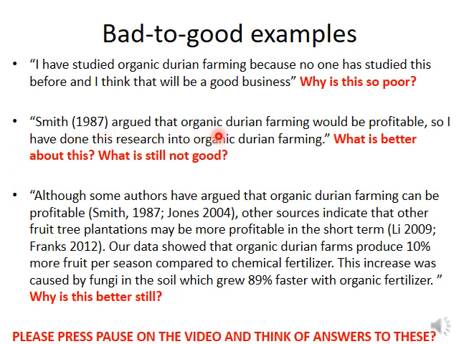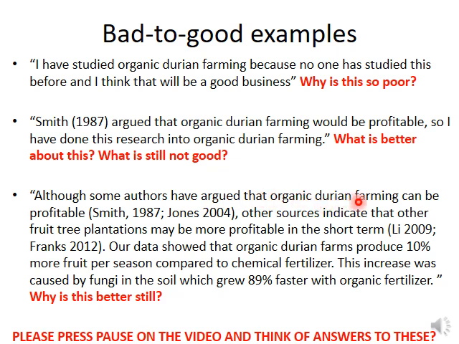Secondly, Smith argued that organic durian farming would be profitable. So I have done this research into organic durian farming. What is better about this? What is still not good with example 2? Thirdly, this is the best example. Why is this one better still?